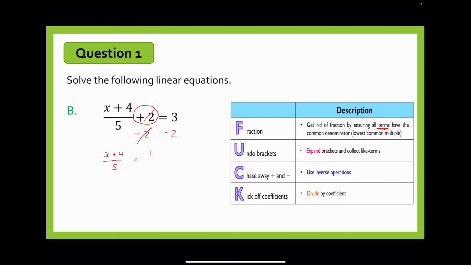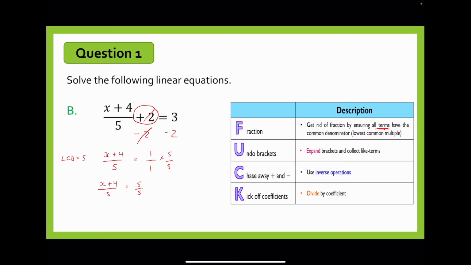Again, now that I've got the fraction, I'm going to make sure that all terms have the exact same common denominator. You would agree with me that the number 1 on the right hand side of the equation can be expressed as a fraction. That's the same thing as writing 1 over 1. In this case, your lowest common denominator is going to be equal to 5. So let's make the denominator equal to 5. To do so, I'll multiply that by 5 over 5. And so the equation should now look like this.